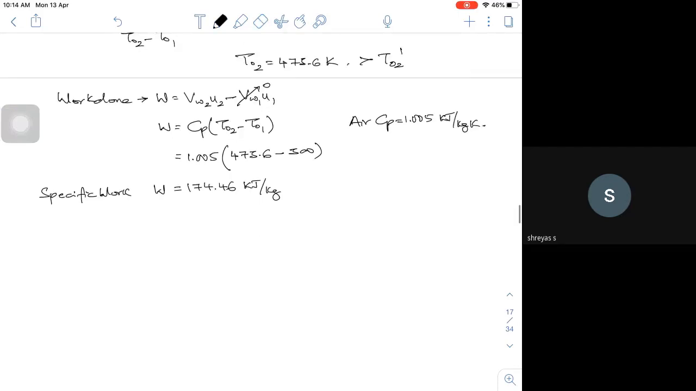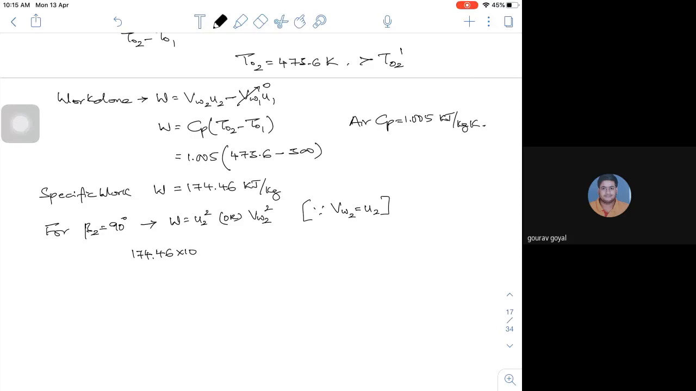Now, we also know that for radial exit, that is beta 2 equal to 90 degrees, we already have the expression: 174.46 into 10 to the power of 3 is equal to U2 square. So U2 will be the square root of that. If I calculate using my calculator, I end up with U2 equal to 417.7 meters per second. So this is the corresponding U2.